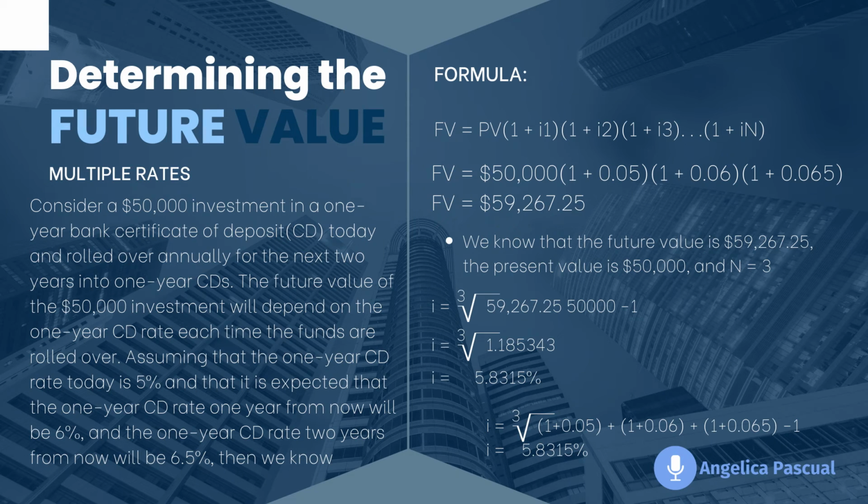I equals the cube root of (1 plus 0.05) times (1 plus 0.06) times (1 plus 0.065), minus 1, equals 0.058315, or 5.8315%.